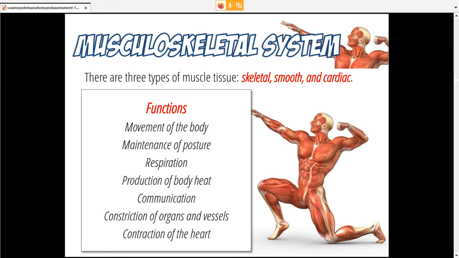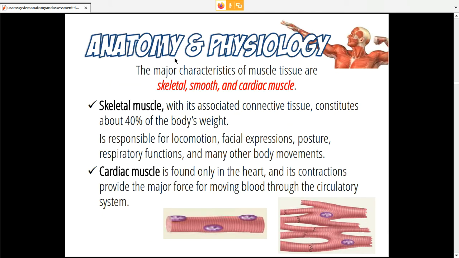Then coming to the functions, as we have discussed earlier: movement of the body, maintenance of the posture, respiration, production of the body heat, communication, constriction of organs and vessels, and contraction of the heart. Then the three types of muscles are there: skeletal, smooth, and the cardiac muscle. So the skeletal muscle, with its associated connective tissue, constitutes 40% of body's weight. The skeletal muscle is a muscle which is connected to the skeleton, that is called skeletal muscle.